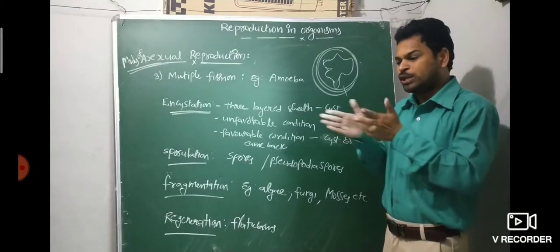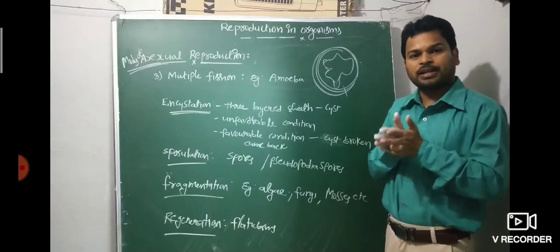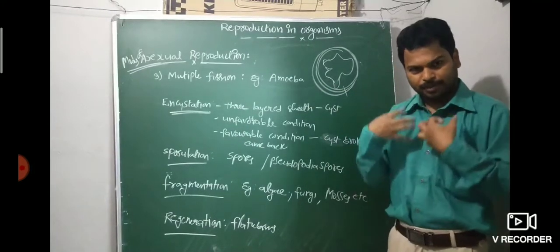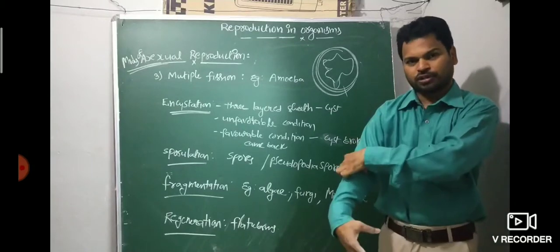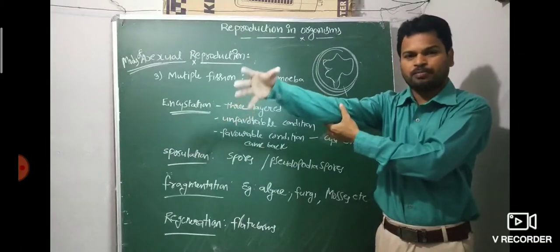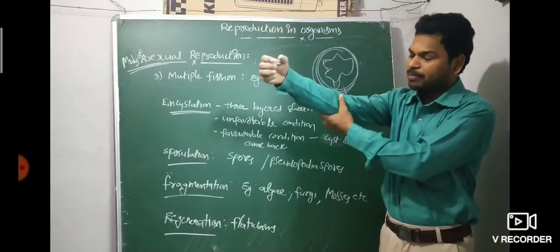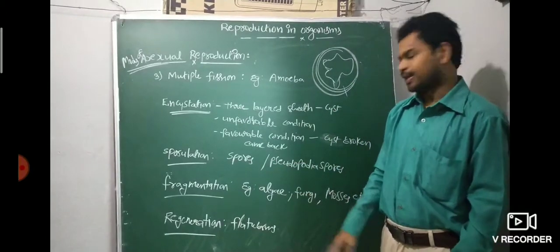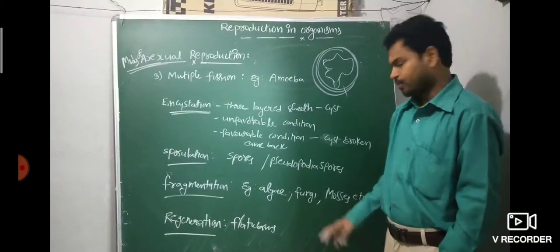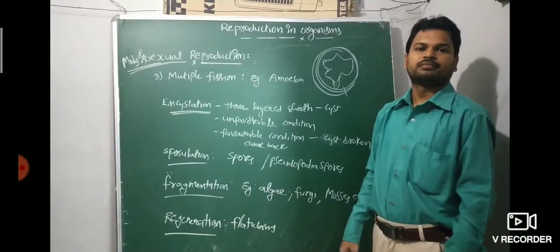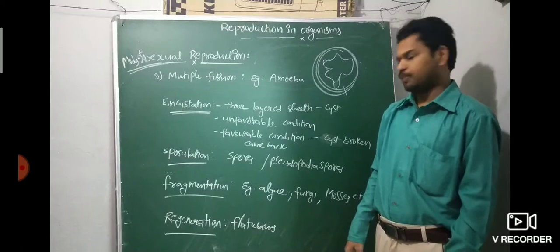Next, fragmentation. Fragmentation means some filamentous structures of algae or fungi break into distinct pieces. The parent body breaks into distinct pieces. This piece is called a fragment, and this fragment develops into a new individual. That's called fragmentation. Examples: algae, fungi, mosses. In algae, Spirogyra is a very good example.